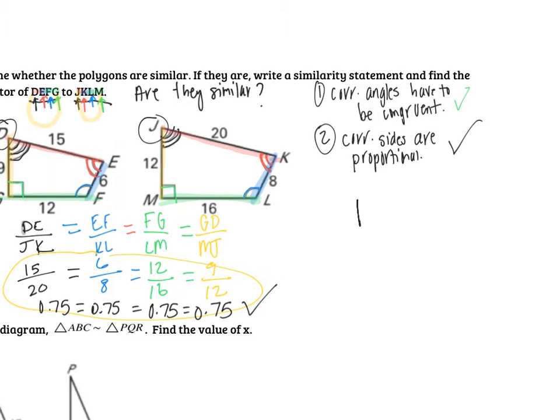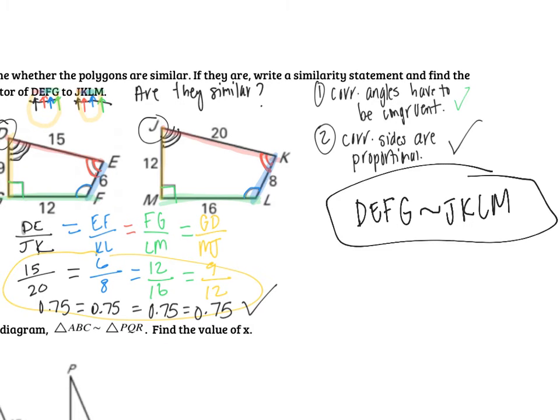So I'm going to write DEFG, put my little similar squiggly line, and JKLM. That's a similarity statement. It's just saying they are similar. I know that because I followed my checklist. Then it says to find the scale factor.